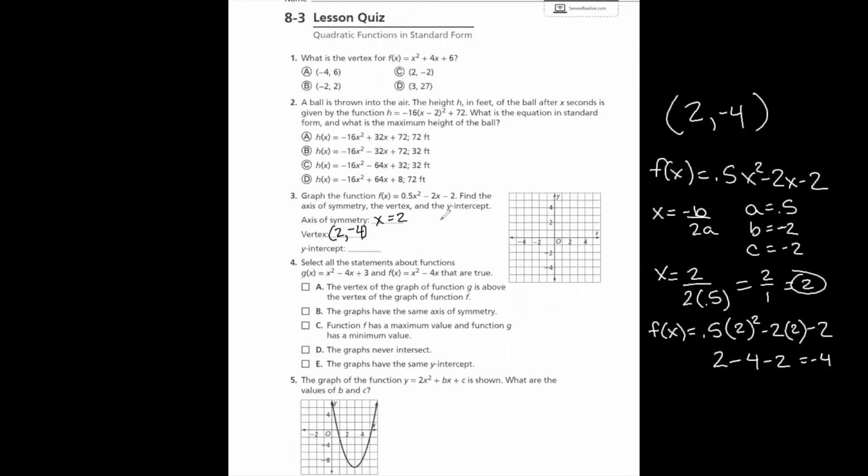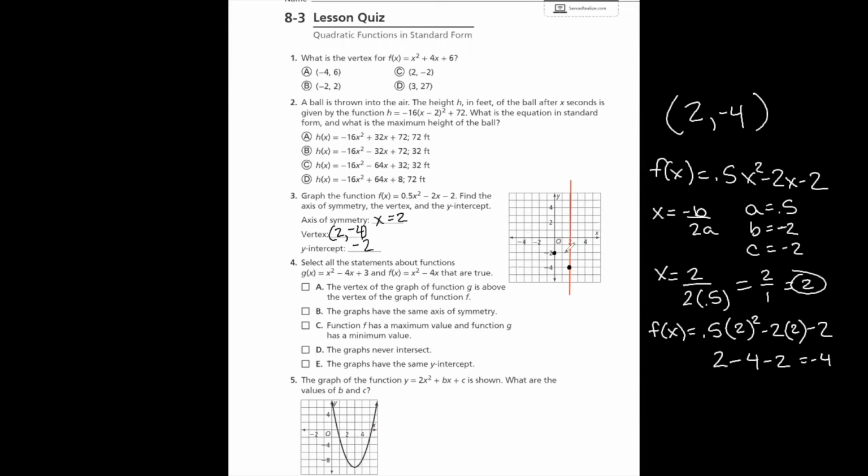And your y-intercept is always the number all the way at the end, which is going to be c, the number all by itself. So in this case, the number all by itself is negative 2. So when I go to graph this, I have my axis of symmetry, which is going to be at x equals 2. So this red line represents my axis of symmetry. Then I'm going to have my vertex at 2, negative 4, which is right here. And let me make a better dot. There we go. And then my y-intercept is at negative 2.